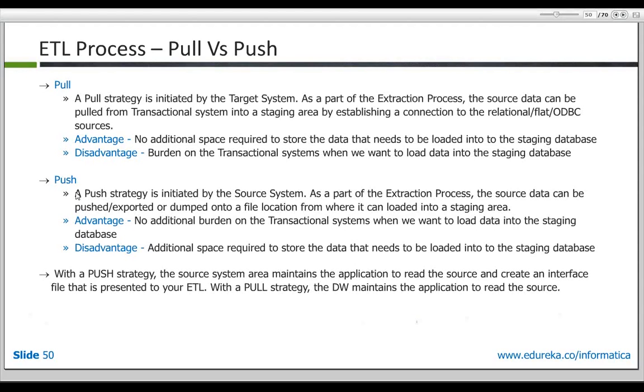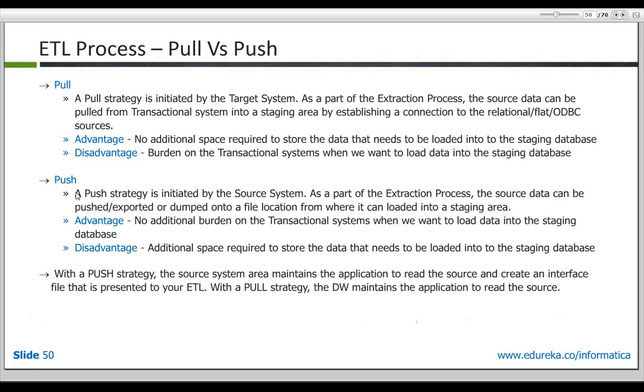Both of the processes have their own set of advantages and disadvantages. Pull means no additional space is required to store the data that needs to be loaded, because we go into their system, fetch the information, process it on the fly, and load it on our target database. So at our level, we do not require additional space. But the disadvantage is the burden on the transactional source system, because we are directly linking to it, making connections to the external applications, in turn delaying the process.